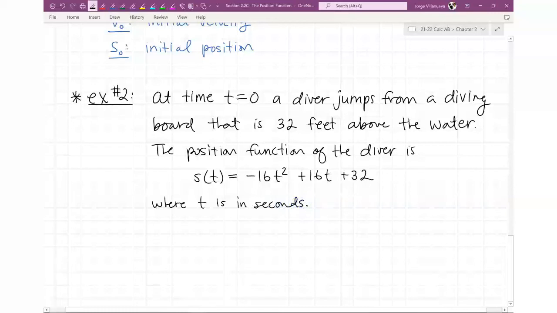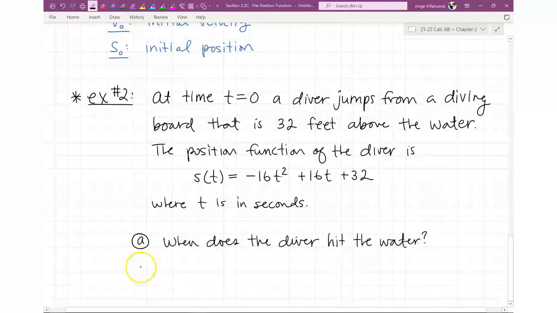All right, so part A. When does the diver hit the water? That's part A. And part B, we'll do that later. It's going to say, what is the velocity of the diver at impact? But we'll do that after.